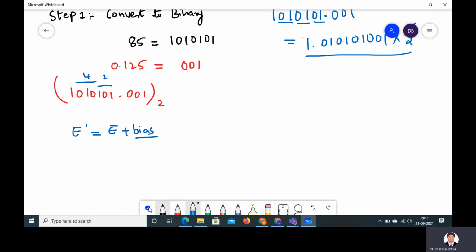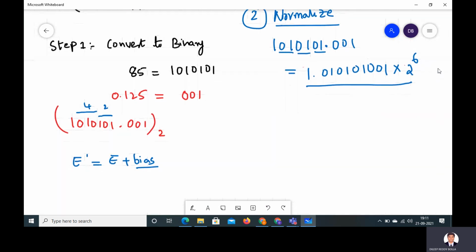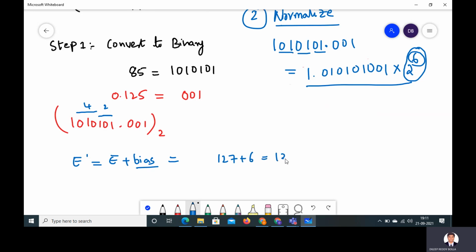We got here 6, right? So this is the value we got, 6. So what is the exponent value? The exponent bias value is 127. So we can write that as 127 plus 6, which is 133. Now we need to convert this 133 to its equivalent binary. So it will be 10000101. This is your E dash value.